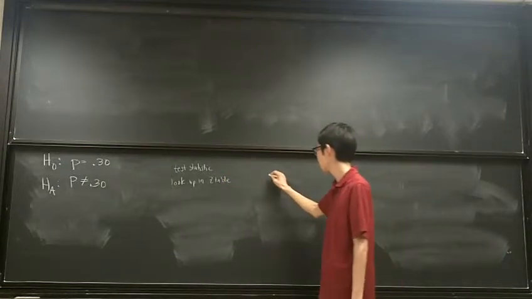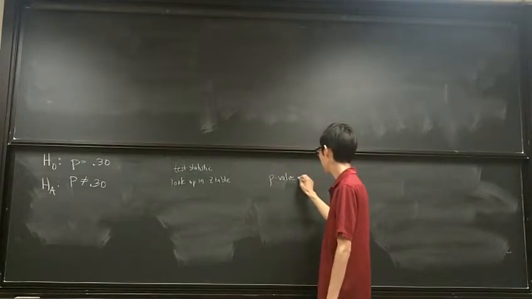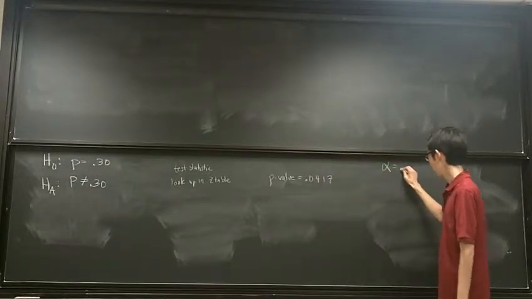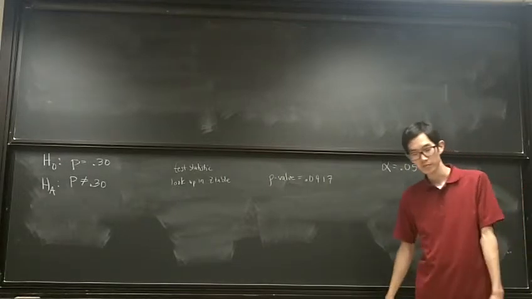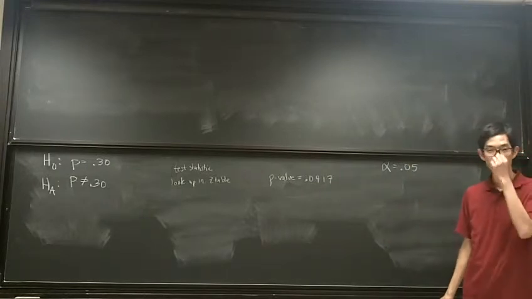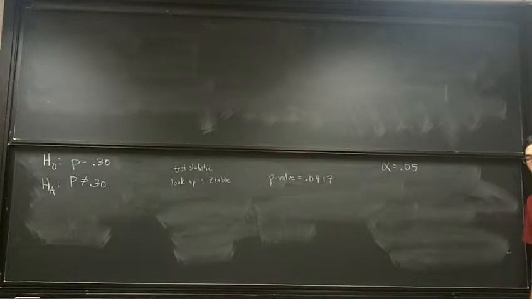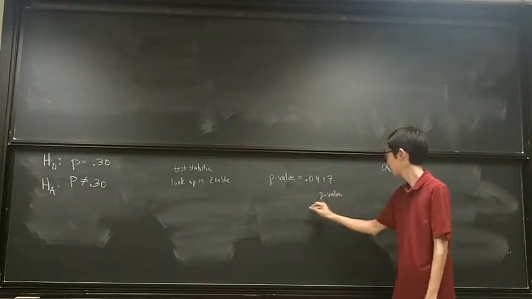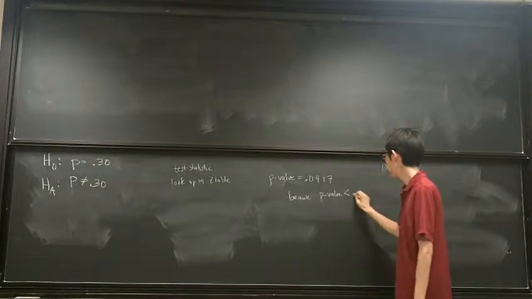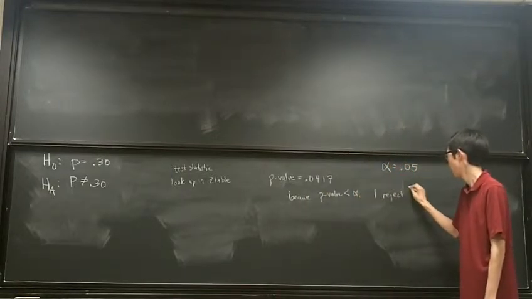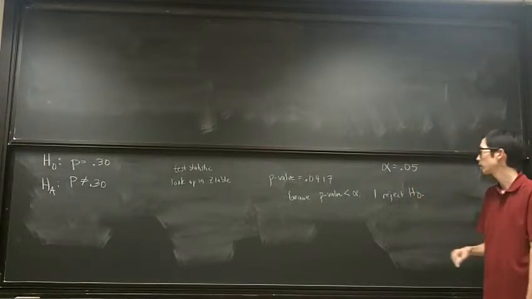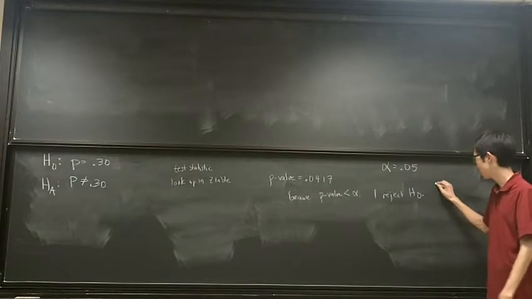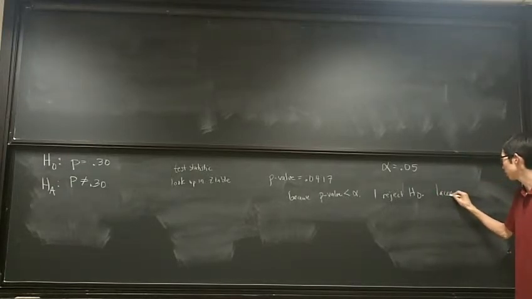And so we do this and we get a p-value. Let's say my p-value is 0.0417, and let's say my alpha is 5%. What is my conclusion and what does that mean? Your p-value is less than your alpha. So what decision do I make? Because the p-value is less than alpha, I reject the null hypothesis. What does it mean to reject the null hypothesis here? We accept the alternative. So I reject the null, I accept the alternative.